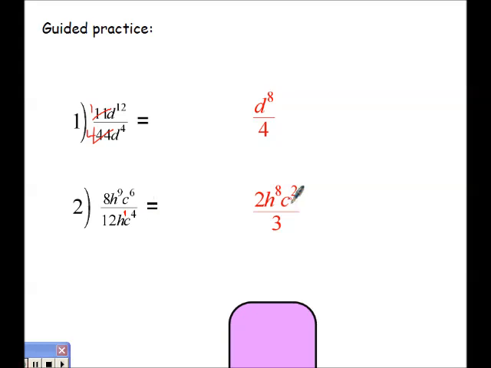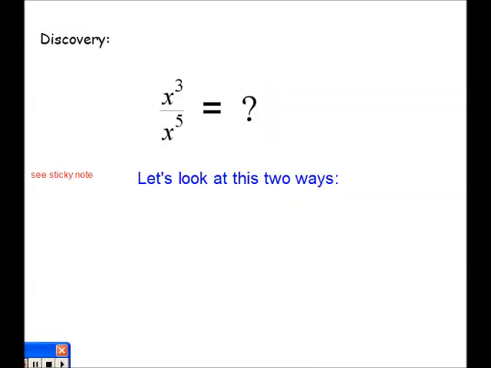This is my answer. Or you can also just think of it as one of these h's cancels out with one of these, you're left with 8. 4 of these c's cancel out with 4 of these c's, you're left with a couple of c's up here. Your final answer.